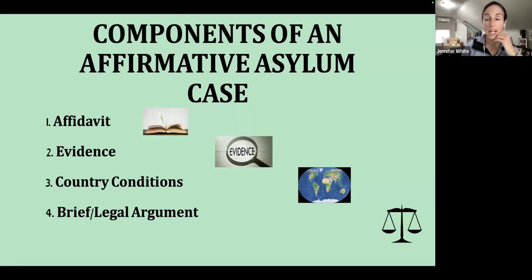So, for example, pictures. Pictures are really helpful. Was your client tortured in prison? Is that the basis of your claim, the past persecution? Take photos of the injuries. You just want it to be highly relevant and also very clear, like what you're trying to prove, which element. Country conditions, you're documenting the situation in the country, the reason why they suffer persecution or they fear it in the future. The brief/legal argument is the reason why your client satisfies the legal definition for a refugee.